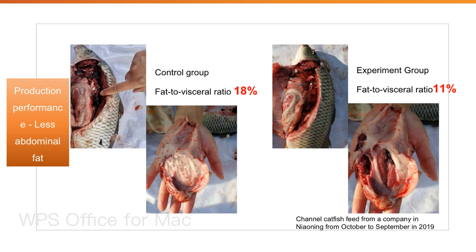And we also got a similar result in cat feed from a company in Liaoning. The ratio of fat to viscera was 18% in the control group, and that was 11% in the Fortide group. There is a decrease of 7%. And from the above result, we can see that the application of Fortide can promote the health of the liver and reduce the deposition of the visceral fat in aqua.